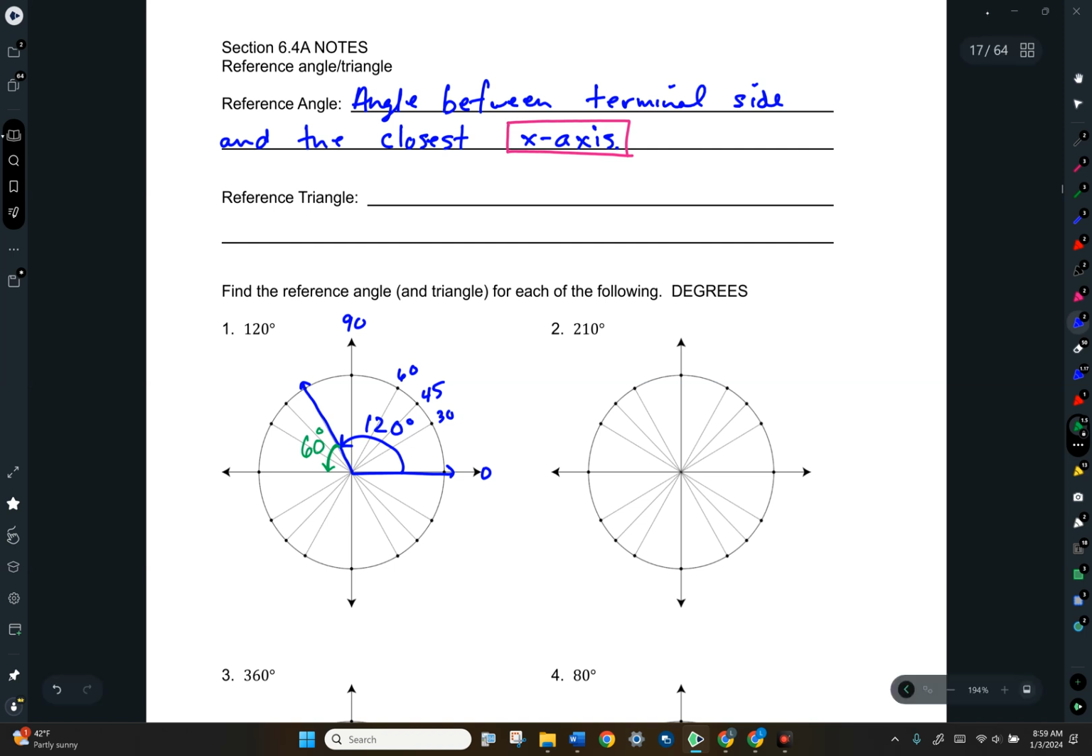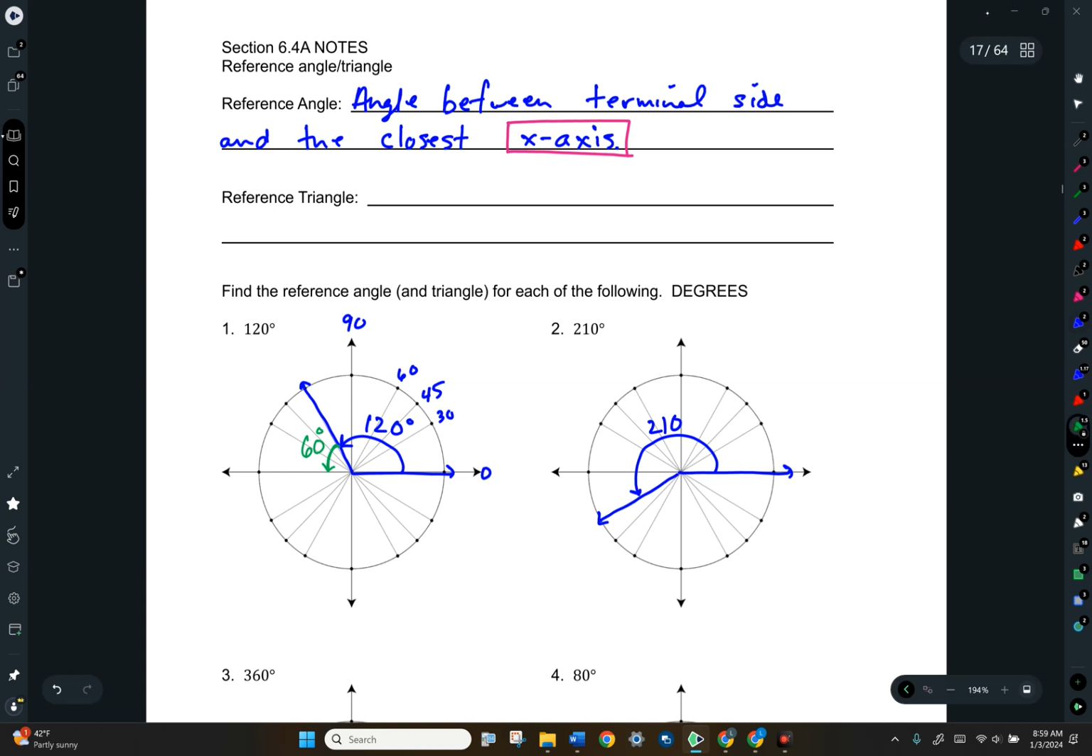Okay, look at number 2. If I have a 210, so here's where I start. So 210 means I'm going past the 180, and 210 would go all the way to here, because wouldn't it be like 30 past the 180? So here is my 210. Okay, that's a 210 degree angle.